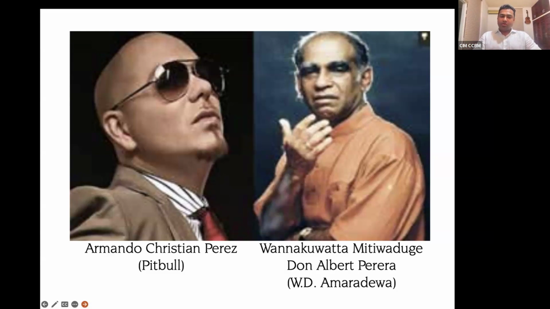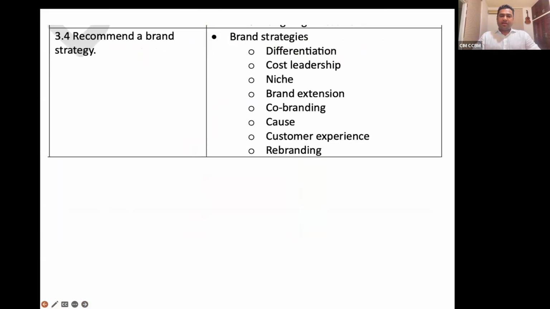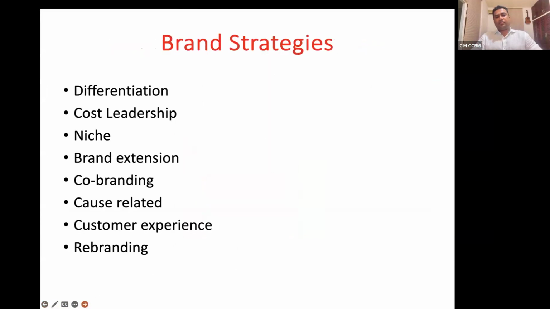So you can see branding can happen anywhere: destination branding, celebrity branding, product branding, service branding, country branding. So in summary, these are the branding strategies: differentiation, cost leadership, niche, brand extension, co-branding, cause-related branding, customer experience branding, and rebranding. Please study this. All right. Thank you very much.